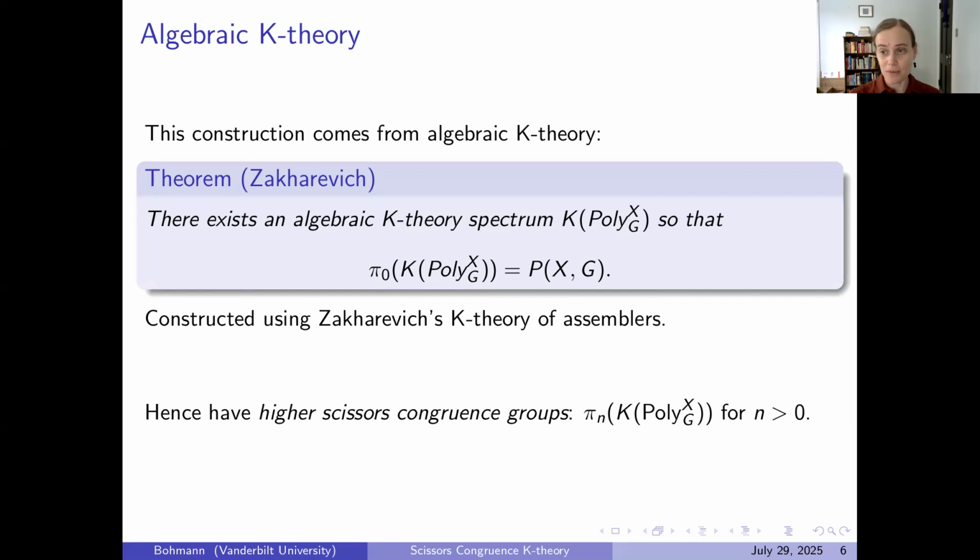And now, since it's an algebraic K-theory spectrum, we don't just get a zeroth homotopy group, we have all of these higher scissors congruence groups given by the higher homotopy groups of this spectrum. So these are the higher scissors congruence groups from the title of my talk.